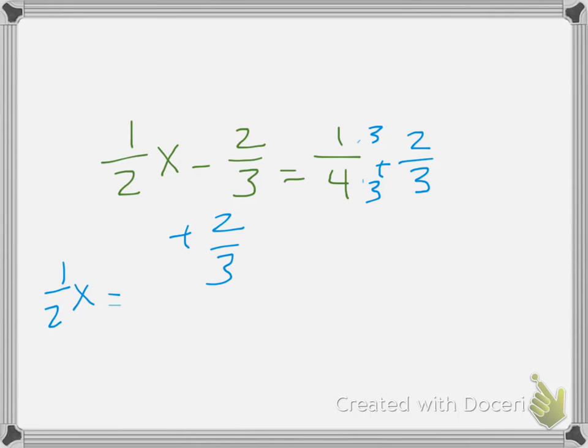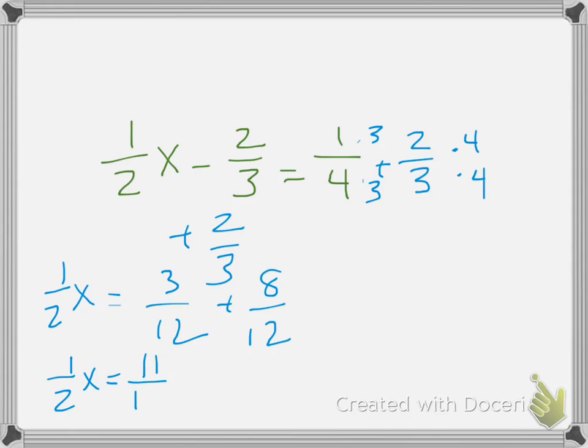So 1 times 3 is going to be 3, and then we have that 12 on the bottom, so that means I have to multiply this one by 4 over 4. So 4 times 2 on the top is 8, and then we have that 12 on the bottom. So 8, we add across now, 8, 9, 10, 11. So I have 1/2 x is equal to 11 over 12.